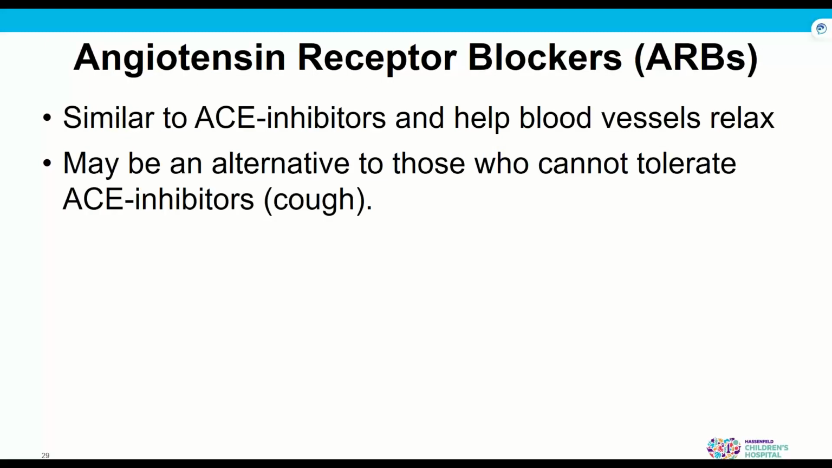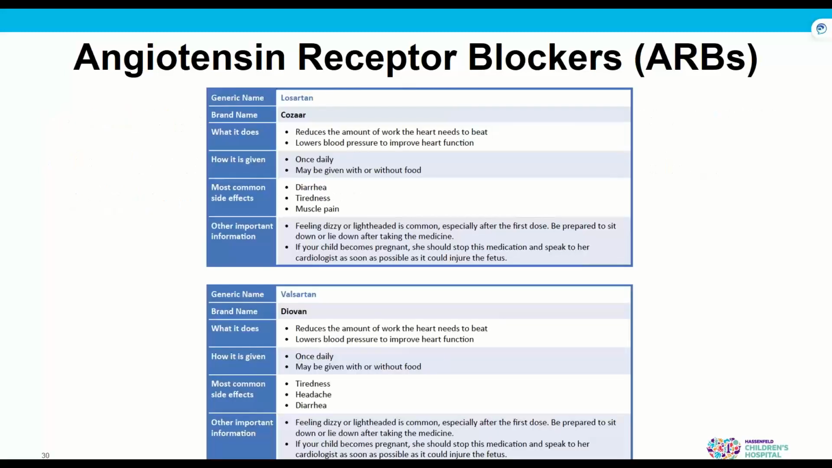Next category of medication, very similar to ACE inhibitors. They're called angiotensin receptor blockers, or ARBs. And ARBs also help the blood vessels relax and are an alternative to those who can't tolerate ACE inhibitors. So probably the most common reason in pediatrics we use ARBs is if you're intolerant, you've got a persistent dry cough. The 2 most common ARBs are losartan or Cozaar, and valsartan or Diovan.